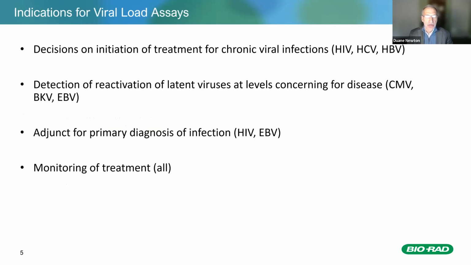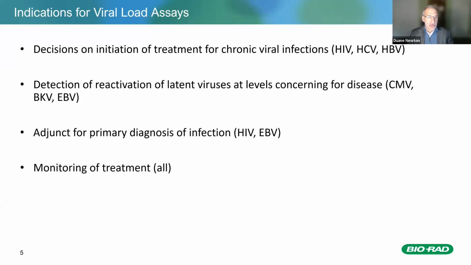So first, we'll talk about viral load assays. And for you all, I know it's pretty clear that there are a variety of indications for the use of viral load assays, each of which are going to vary depending on the pathogen and the type of infection. So viral load assays can be used to make decisions on initiation of treatment for chronic infections like HIV, HCV, and HBV, can be used to detect reactivation of latent viral infections like CMV, BK, EBV, particularly in transplant patients.